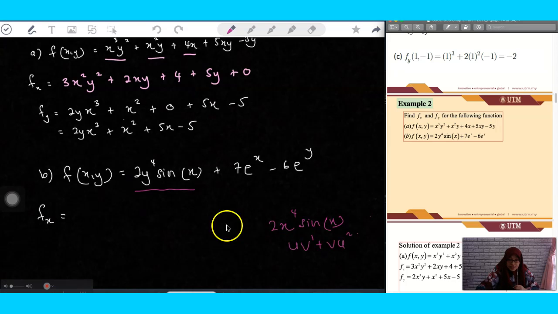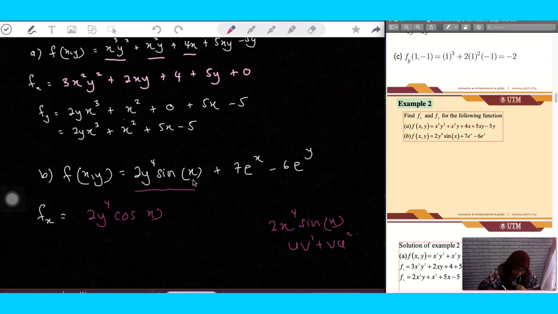But in this case, the x is only inside the sine, but not in the y^4 function. So 2y^4 is a constant. Your answer is, you just copy 2y^4 because it is a constant, and you just differentiate the sin x. So you will get cos x. Okay, so we're done for the first term.